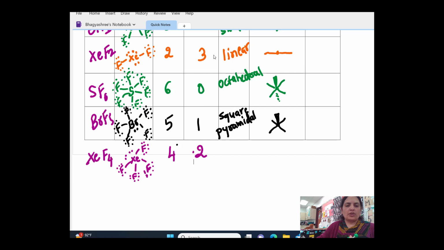Okay, so we have 4 atoms attached and 2 lone pairs on the central atom. So this shape is square. Now the pyramid is gone. The top one is gone. So the pyramidal part is gone. So it is square planar because the molecule is in a plane. So I have a central atom and 4 things attached.